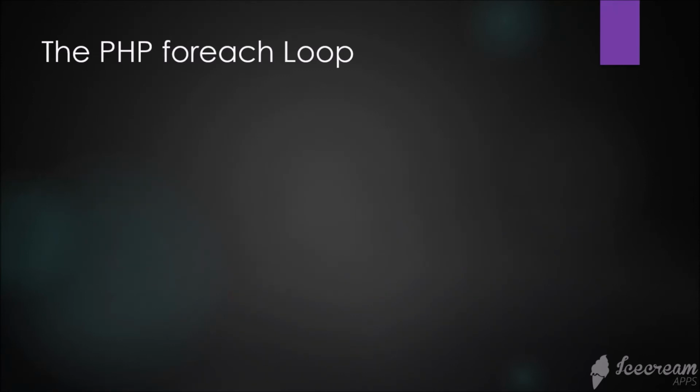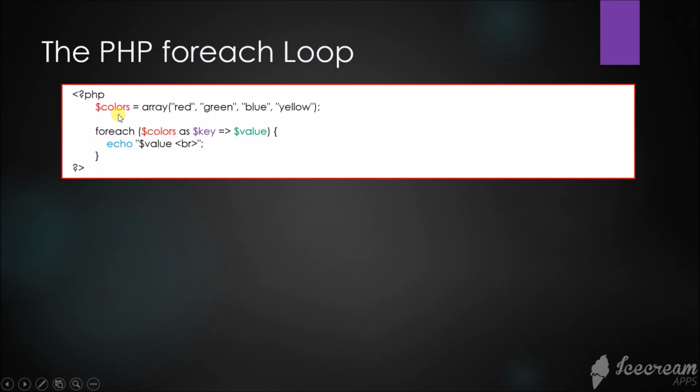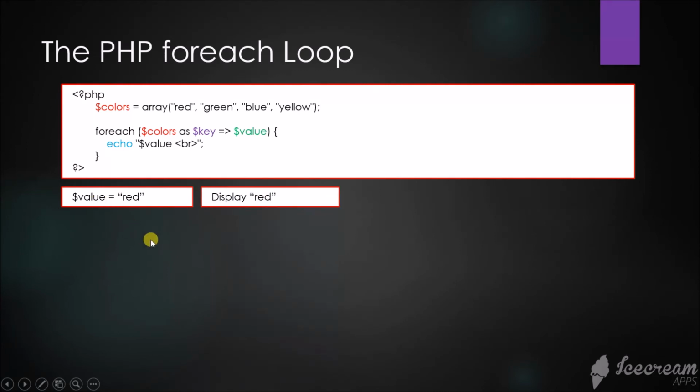Okay, so let's have our example. Okay, so we have here our declaration for our array. Okay? Then we have here our foreach. Okay, so in every iteration here, what happens is the values in our array go to the value variable. Okay, so let's simulate the process. So the first thing that happens is we assign the value red to the value variable. Then we display that one.